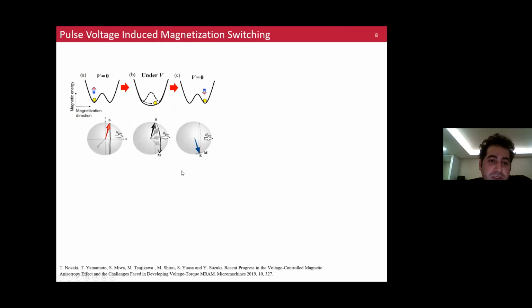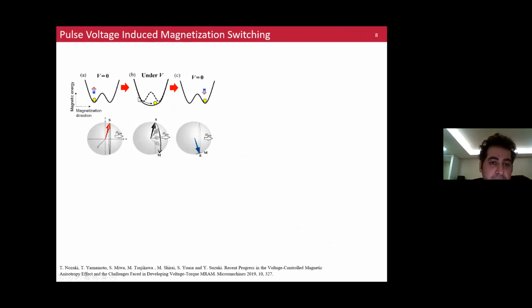Can we switch the magnetization by applying only voltage from one perpendicular state to another? Let's say this is the positive z direction, this is the negative z direction. If I apply voltage and remove the voltage, can we switch to the negative z direction? The answer is yes.